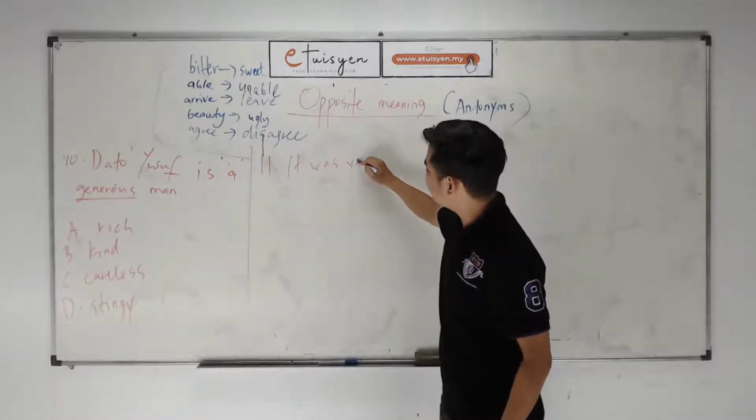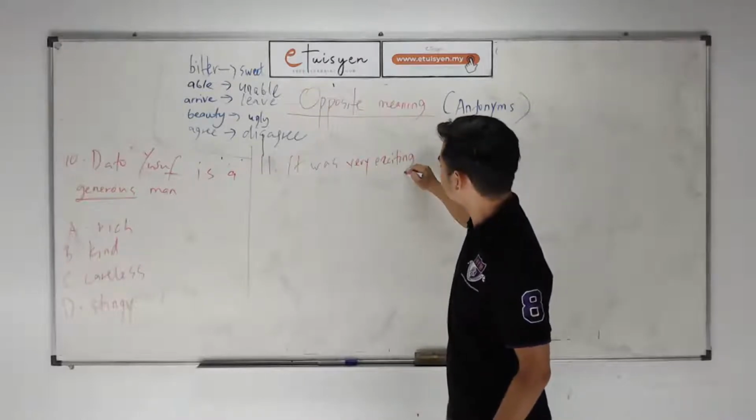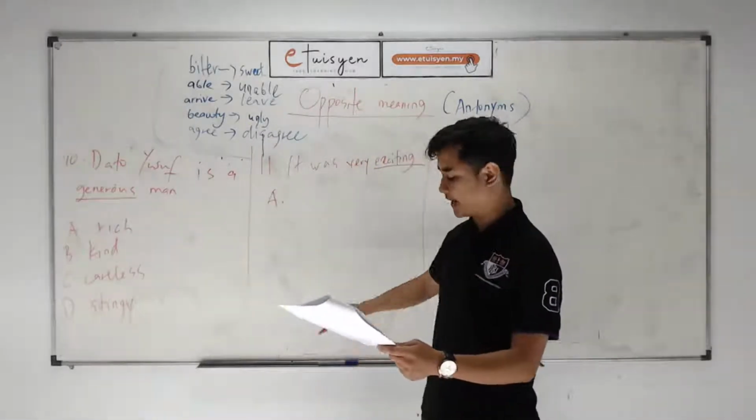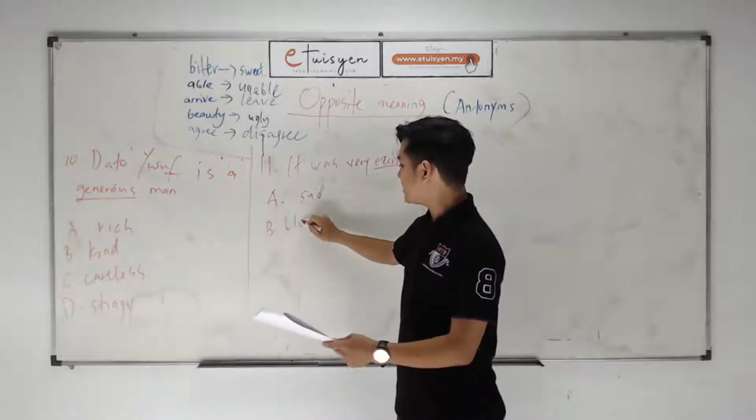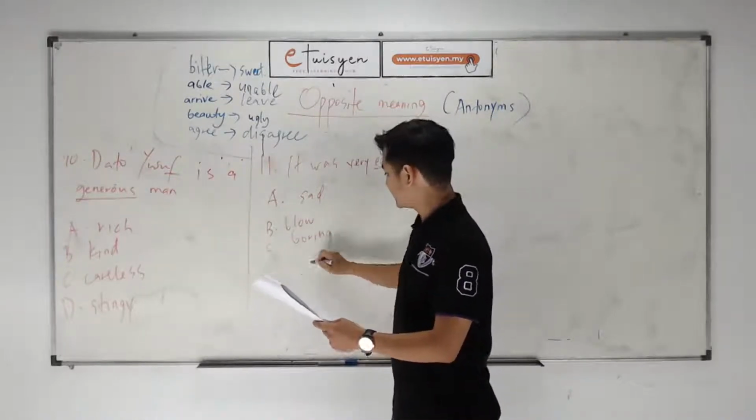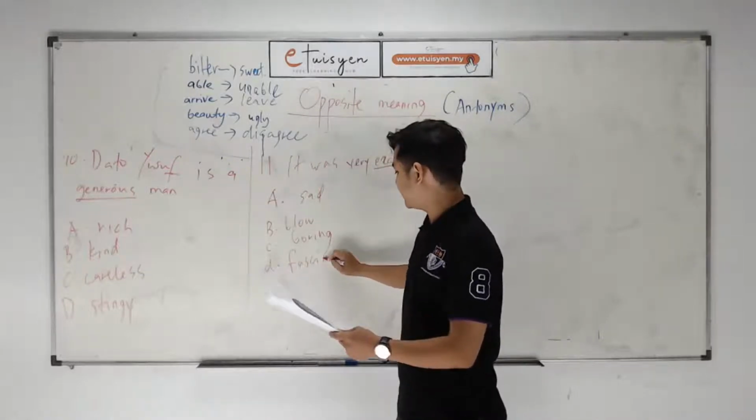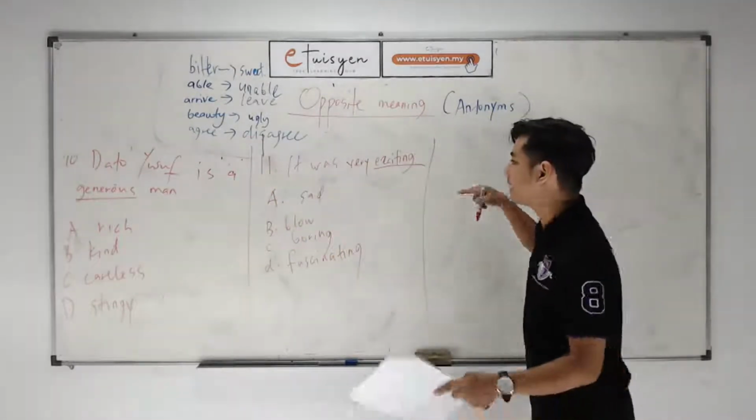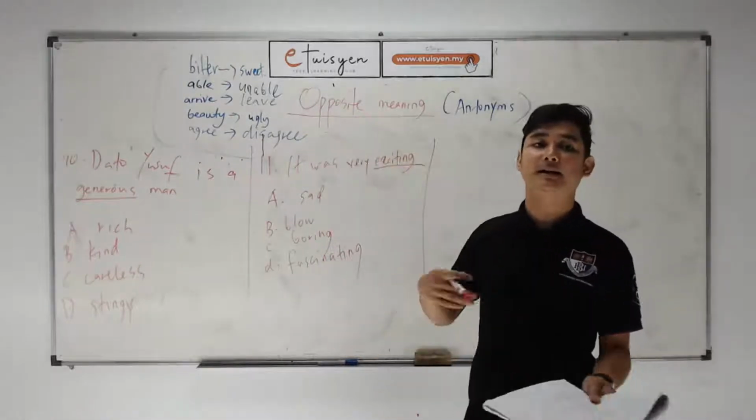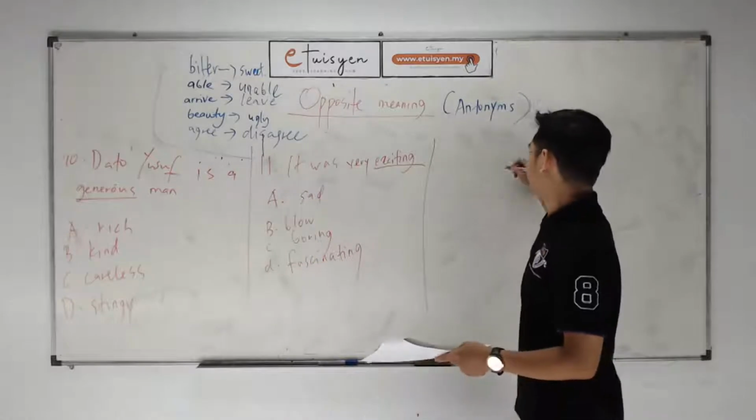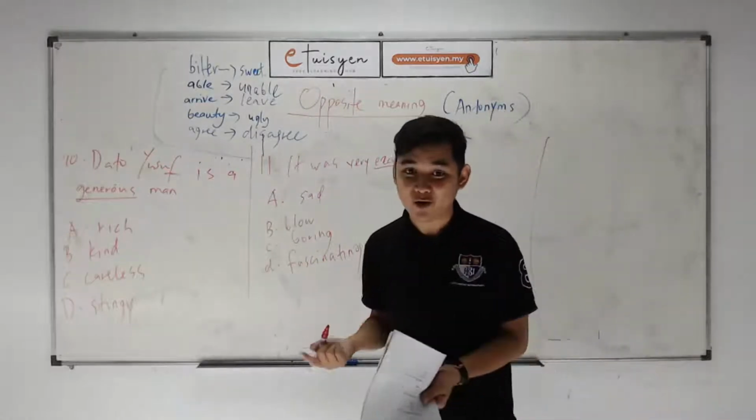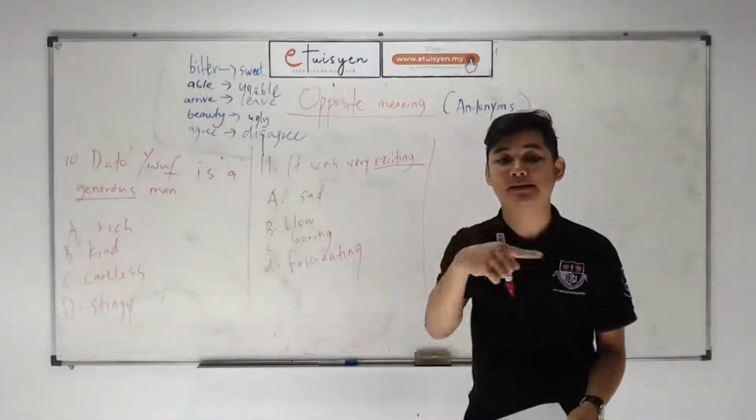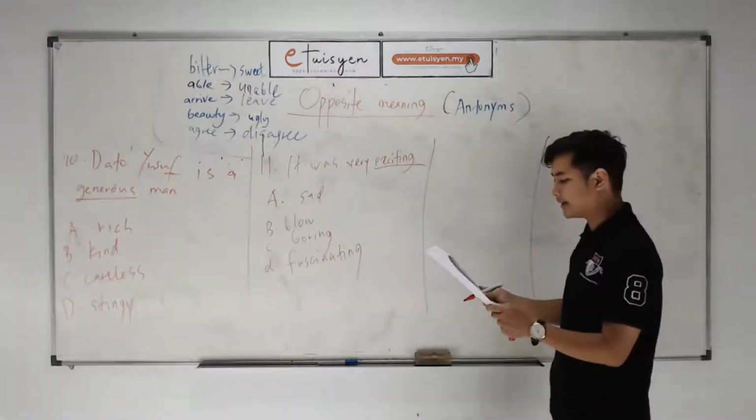Okay, number 11, it was very exciting. So exciting adalah words, underline words, perkataan yang digariskan. So we have sad, below, see boring, and be fascinating. Okay, sambil-sambil saya menulis, you can also boleh cari jawapan, and at the same time boleh cari maksud juga. Nanti bila saya tanya, I know you are there untuk bagi jawapan, right? So what is stingy, fascinating? Find the words, find the meaning.